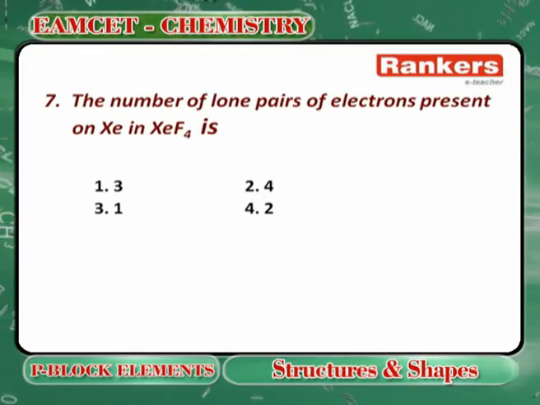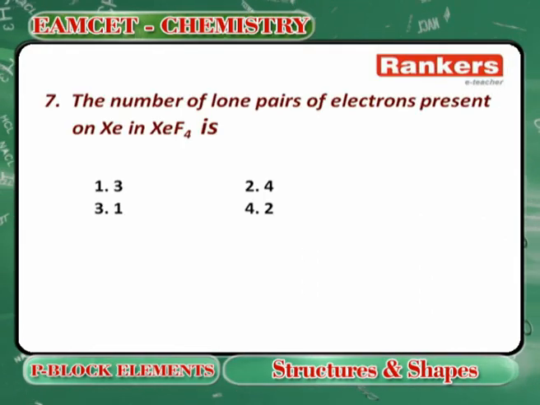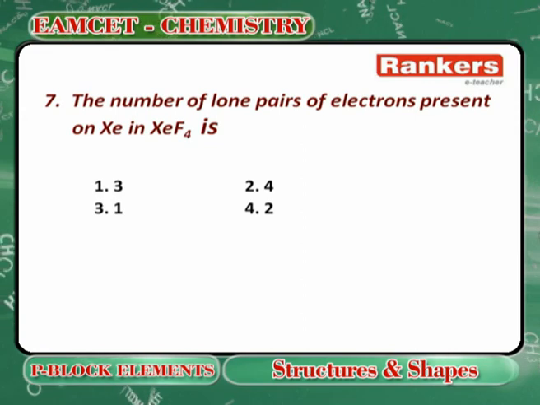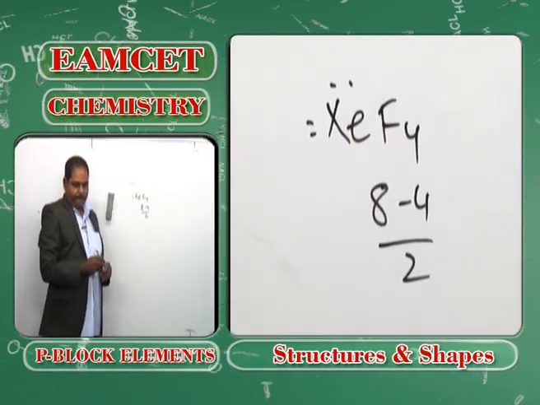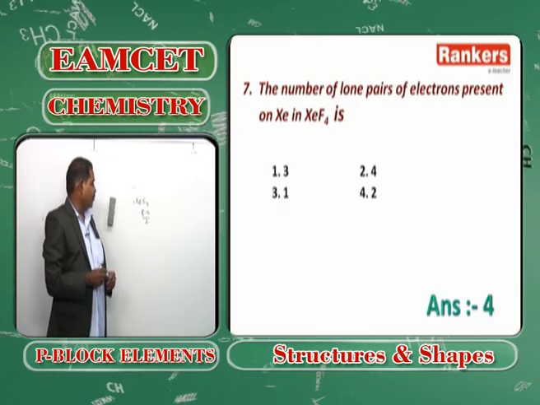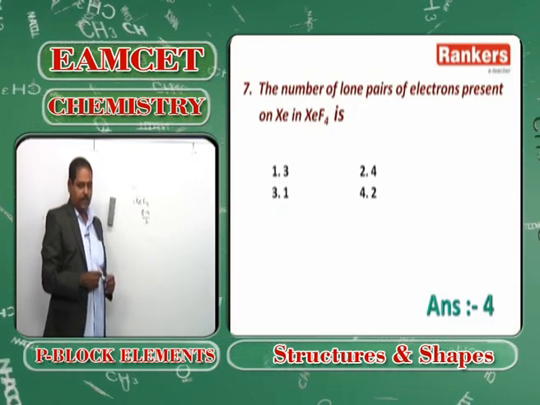The number of lone pairs present in XeF4, we already did this. XeF4, 8 minus 4 by 2, 2 lone pairs. The answer is 2 lone pairs. The fourth option is the correct option. Next question.